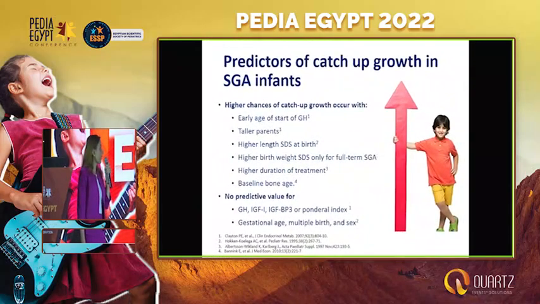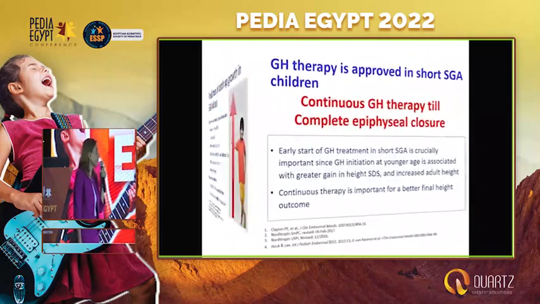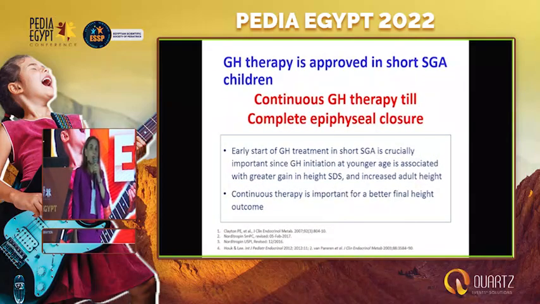And that's why there are predictors for catch-up growth in SGA infant, and there are higher chances of gaining better height and catching up according to early age of start of growth hormone, taller parents, higher length SDS, higher birth weight, more duration of treatment, and the baseline bone age. So these are the decisive factors affecting response to treatment. Of course, it's very important to continue growth hormone therapy until complete epiphyseal closure in order to optimize the final height.